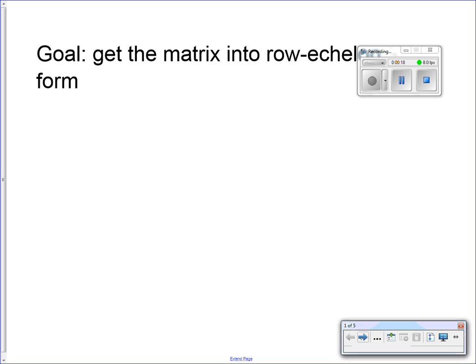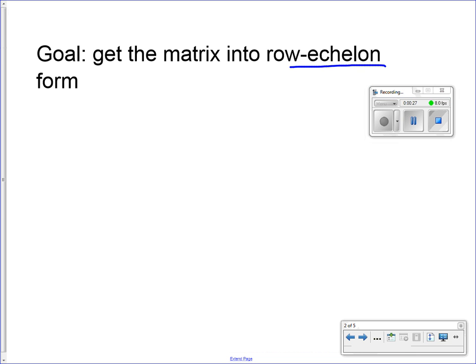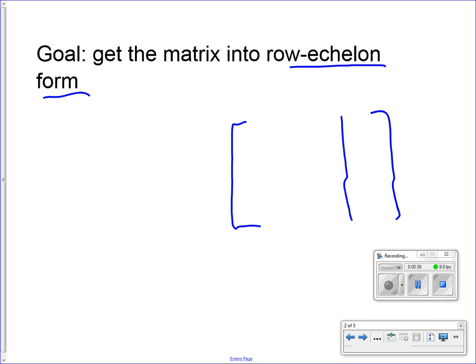In Gaussian elimination, your goal is to take your matrix and convert it into what is called row echelon form. Row echelon form means that your matrix has only ones along the main diagonal, and every number below the main diagonal is a 0. The numbers above the main diagonal can be any number. I'm going to put stars there to represent any number. And the last column, those values can also be any number.